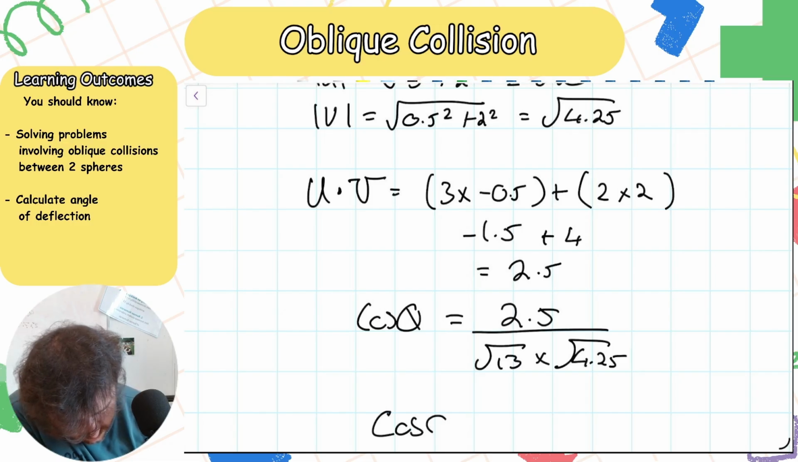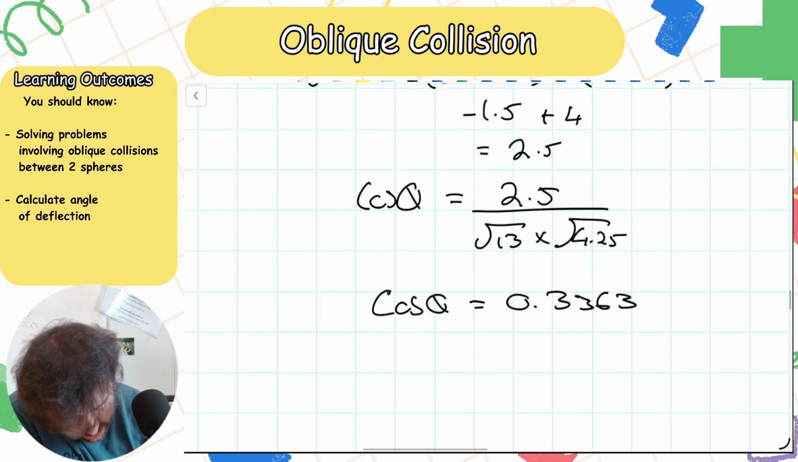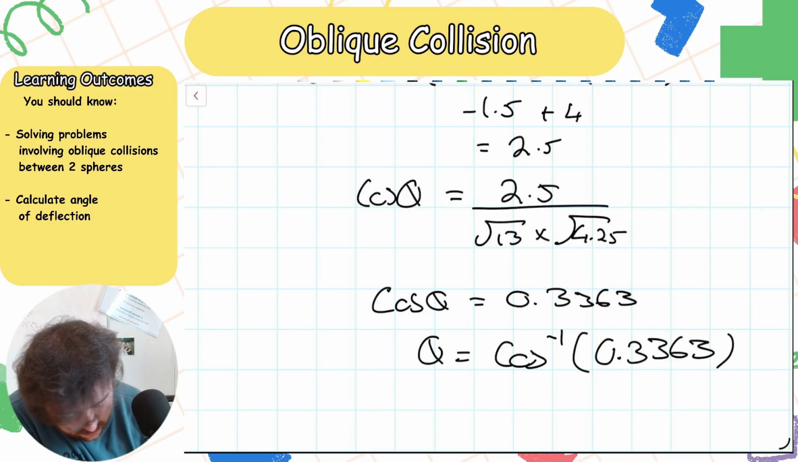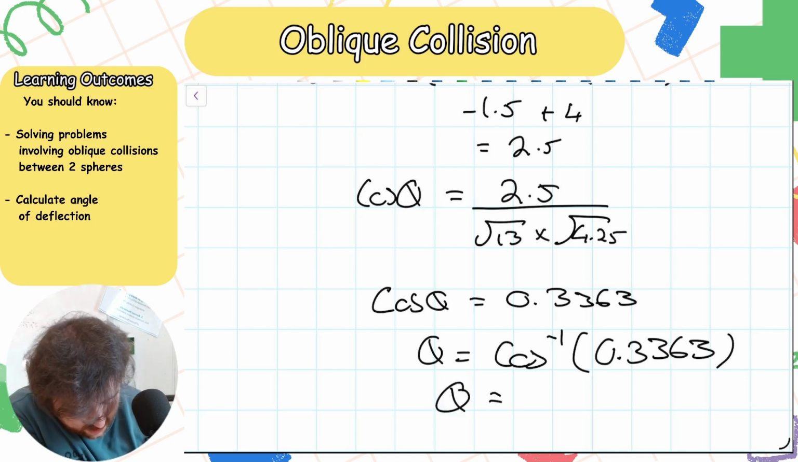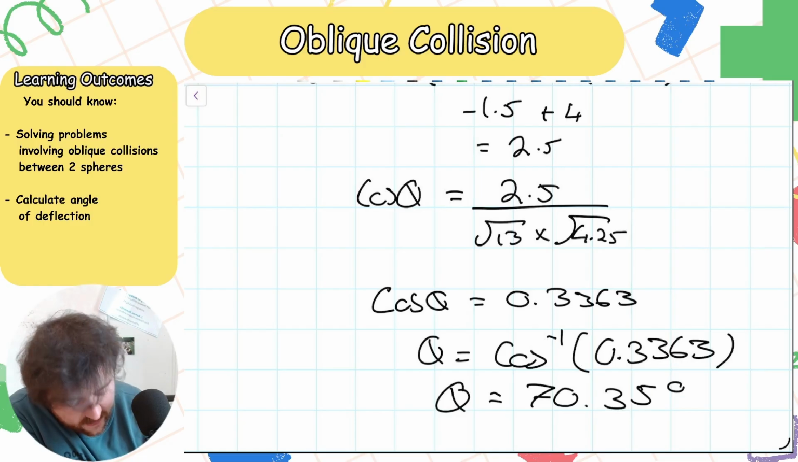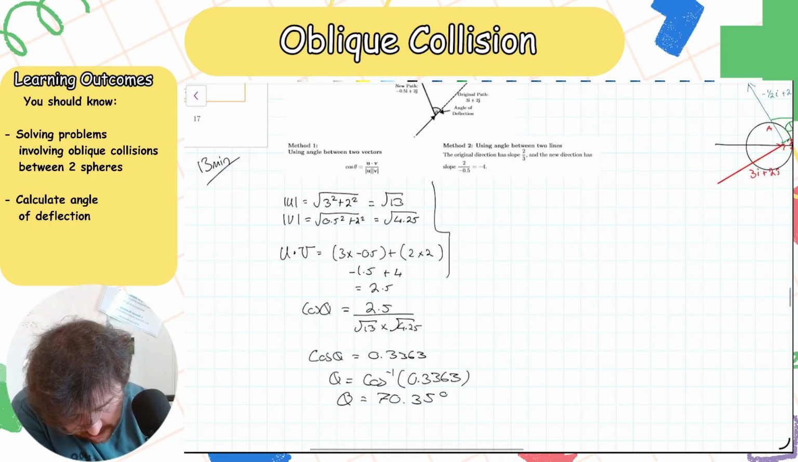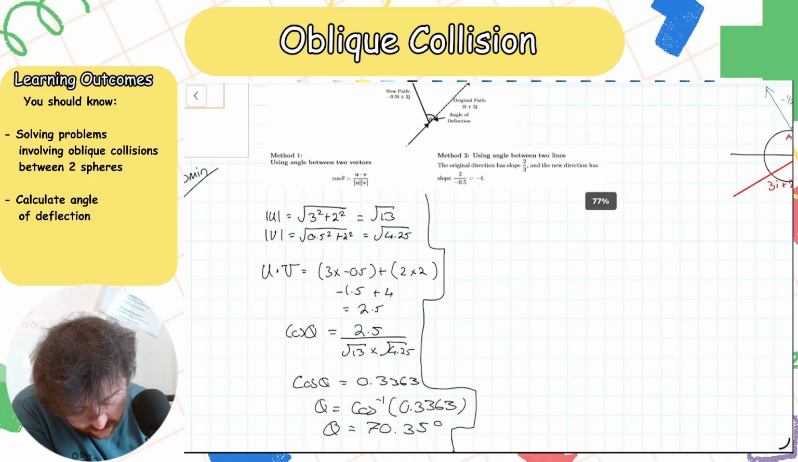So cosine theta is going to be roughly equal to 0.3363. Theta is then equal to cosine inverse of all of this. Therefore, the angle of deflection is roughly equal to 70.35 degrees. And then we can get the same answer here by using a different formula.